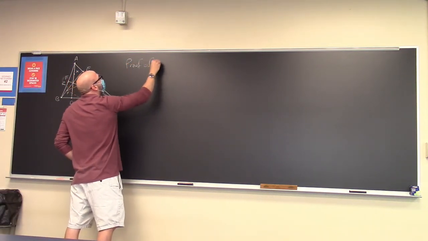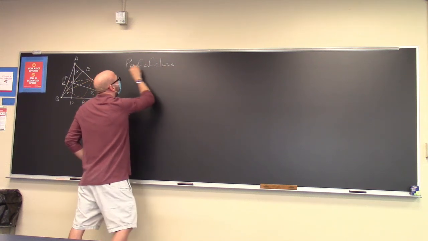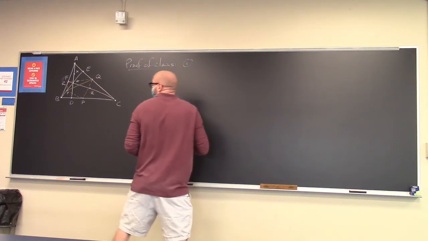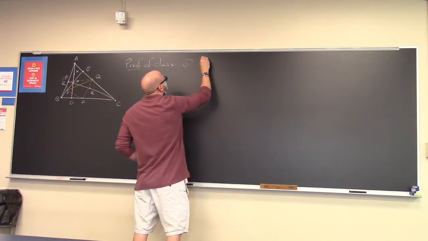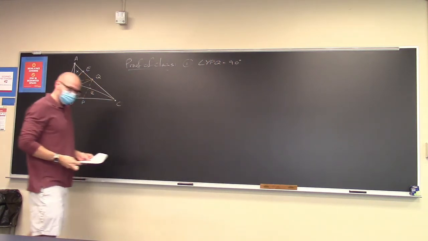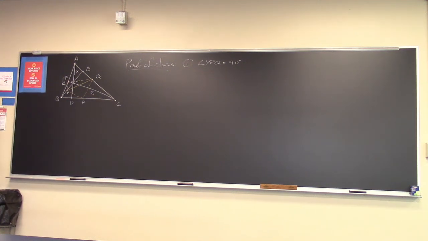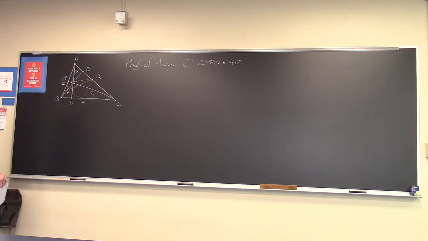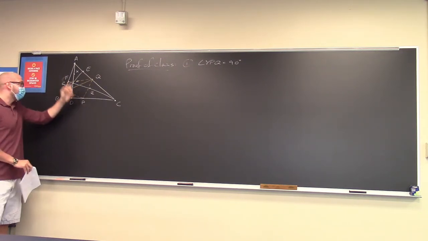Proof of claims. And claim 1 was, what was claim 1? Claim 1 was this angle, YPQ. Angle YPQ is 90 degrees. So I mentioned that this is really just an application of our lemma involving similar triangles and parallel lines that we've used over and over again. Actually, lots of ways you can prove this, but here's one proof.